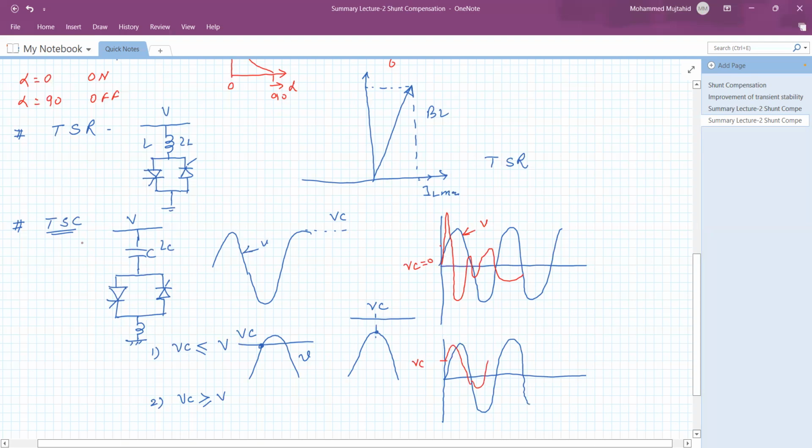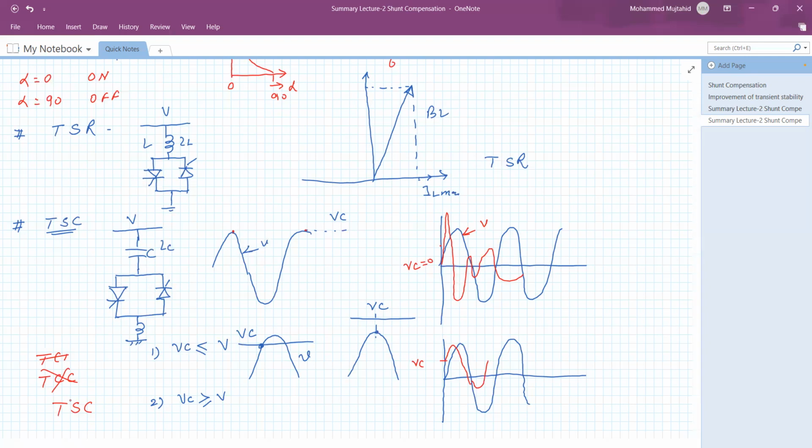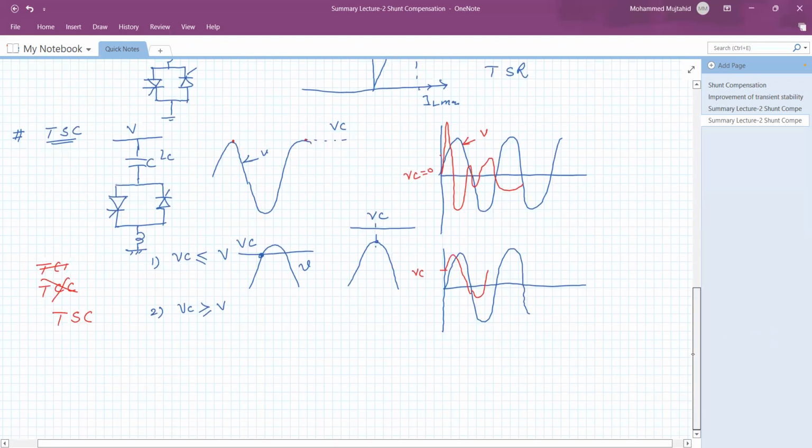So the conclusion is that the capacitor should be switched on either at the maximum positive peak or at the next positive half cycle. There is no in-between term where the capacitor can be switched. Therefore, it is not a thyristor controlled capacitor, but a thyristor switched capacitor. Either the capacitor is switched at the positive peak or the negative peak, or at the next positive peak.